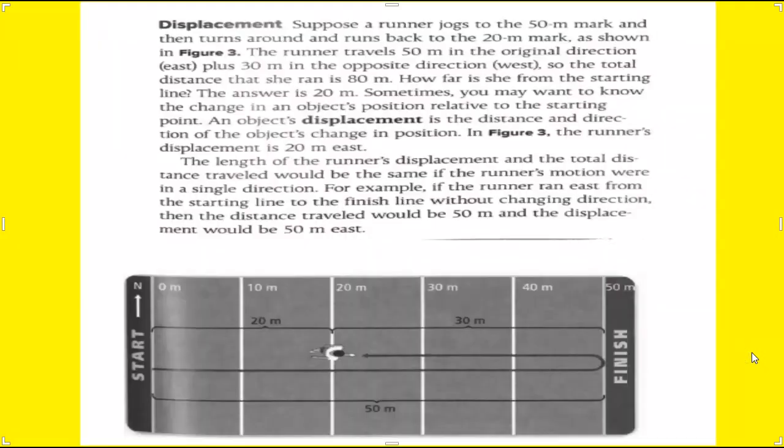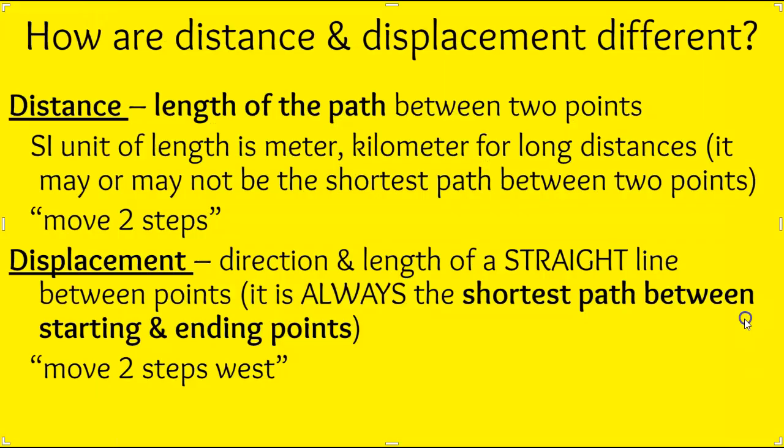So we're talking about displacement and distance, and we read through this. So the difference between distance and displacement. By definition, we already know that distance is the length of the path between 2 points. It's essentially how far apart 2 points of reference are. We know that the unit of length is the meter, that's the SI unit, but we have other units for distance.